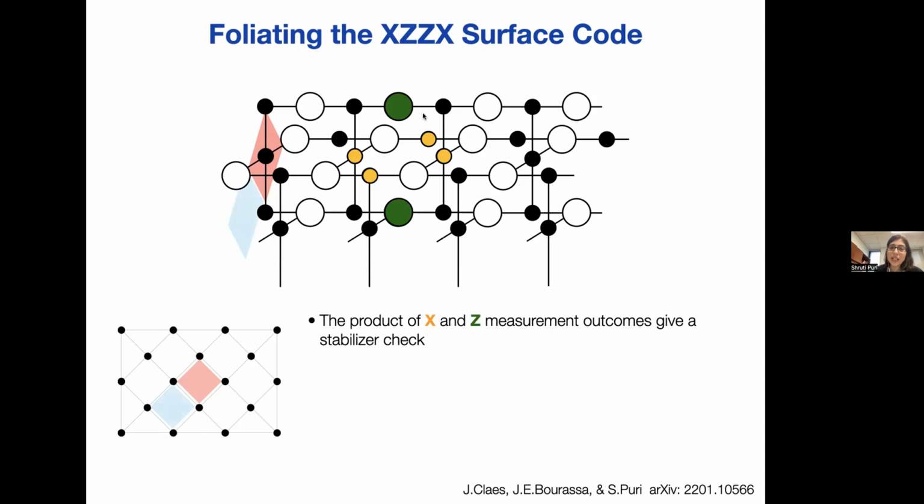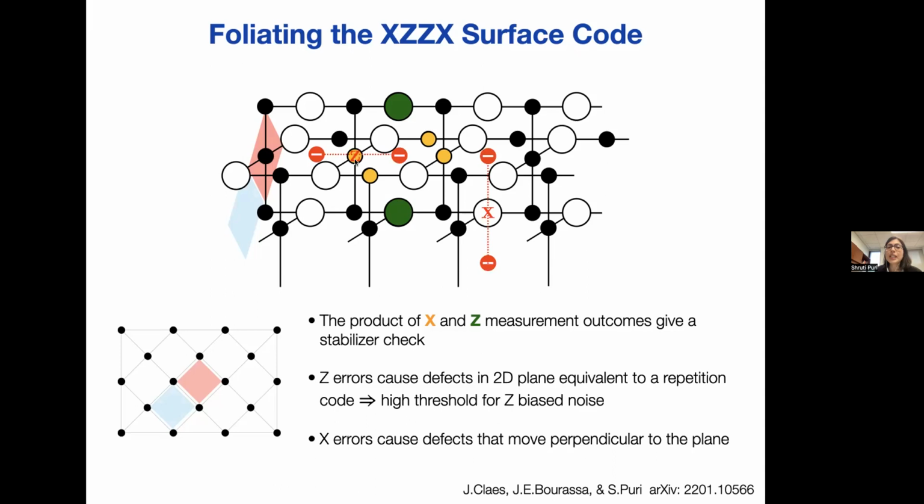In this case, for each unit cell, the product of the X measurement outcomes on the X-type qubits and the Z measurement outcomes on the Z-type qubits should be 1. A Z error will only ever cause defects in the plane, and an X error will cause defects outside the plane. So if you just have pure Z errors, then the defects will always arise in the plane. And then it's like a repetition code, and therefore it'll have a high threshold. Only the X errors take you out of the plane. The Z errors keep the defects in the plane. High threshold error correction isn't possible.